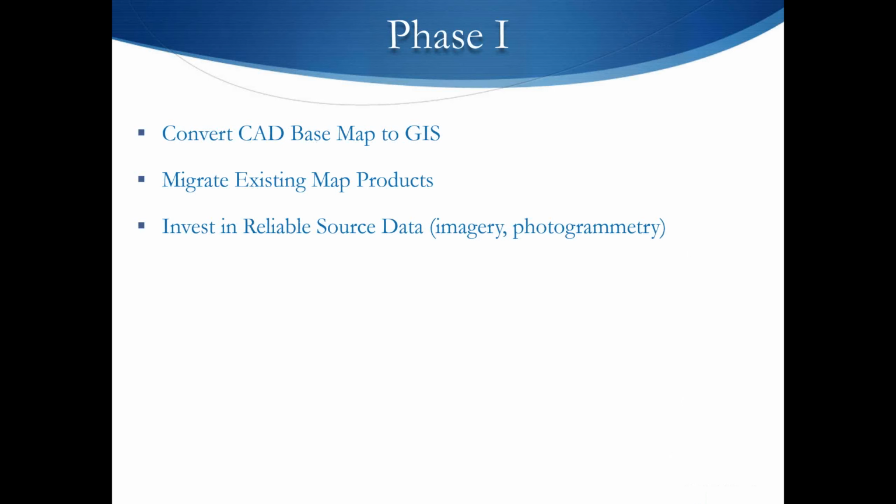The first thing you have to do if you want to follow this path is to convert your CAD base map to GIS. You need to migrate all of your existing products over. This takes time. It's very costly, but you have to do it. You also have to invest in reliable source data, imagery, and photogrammetry. These are high-dollar expenses, and they're sometimes hard to justify, but this is our recommendation for best practice.